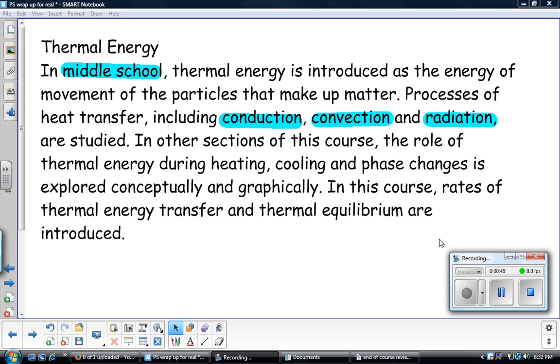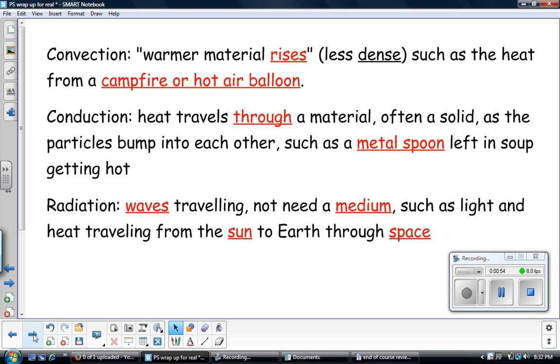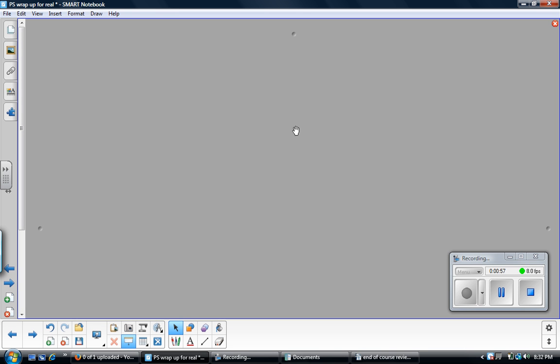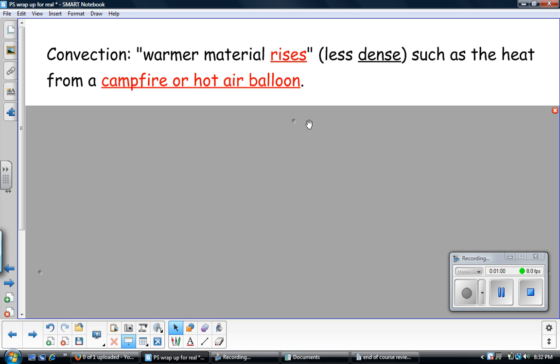Alright, so I know that maybe you don't remember them, so we're going to review them briefly. Convection first. Convection is this idea that warmer material rises. So material that's less dense, the particles are spread farther apart, is going to rise, and the more dense, cooler material is going to sink. You would experience this if you were sitting around a campfire and you held your marshmallow a foot above the campfire, but it still got cooked. Well, that's because the hot air is rising. That's also why a hot air balloon goes up in the air, because of convection.